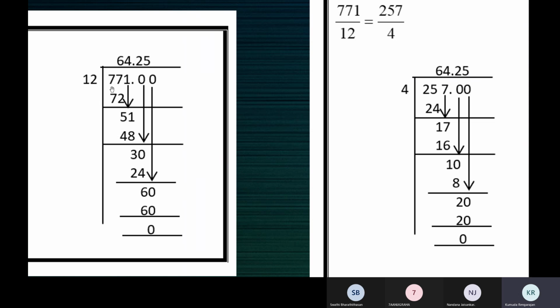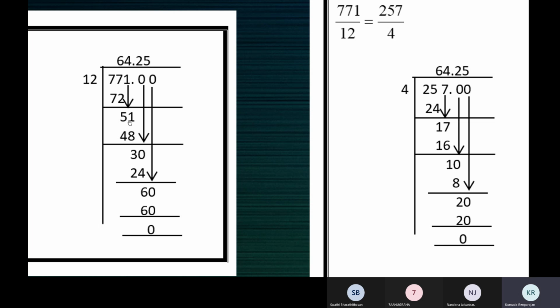So see here, I've written 771 by 12. I did not write 0.00 when I started the division. I just wrote 771 and 12 here. Now 12, 6 are 72. 5 is the remainder.